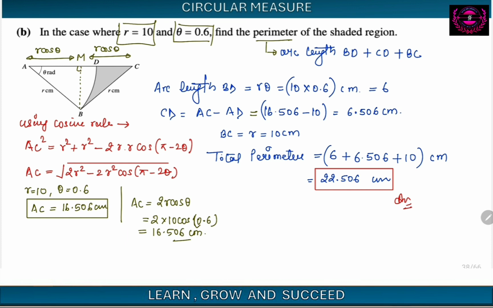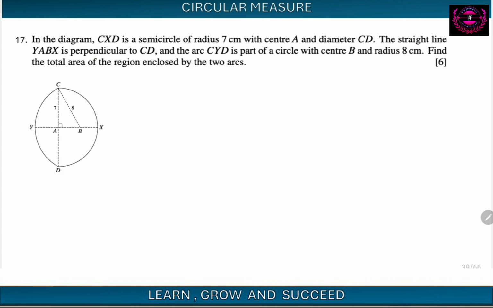Let's move to the next question. Read question number 17. In the diagram, CXD is a semicircle of radius 7 cm with center A and diameter CD. The straight line YABX is perpendicular to CD, and the arc CYD is part of a circle with center B and radius 8 cm. Find the total area of the region enclosed by the two arcs.